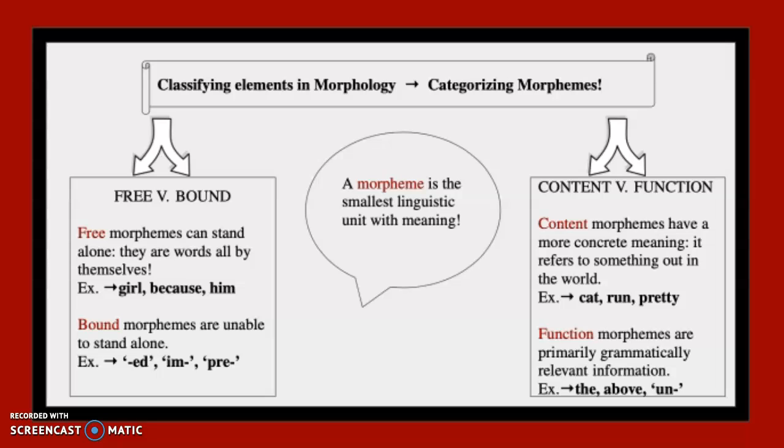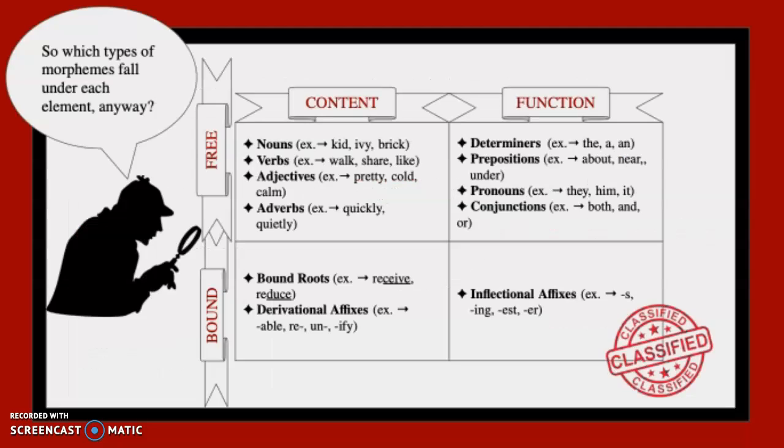On the other hand, function morphemes are primarily grammatically relevant information and include morphemes like the, across, and the affix un. Now you're probably wondering, so what type of morphemes fall under each category anyway? And I'm so glad you asked, because I made this next slide anticipating this question. The slide gives a chart to show what kind of morphemes and words fall into each specific combined category. Our two distinguishing qualities create four distinct categories of morphemes, which are free content, free function, and bound function.